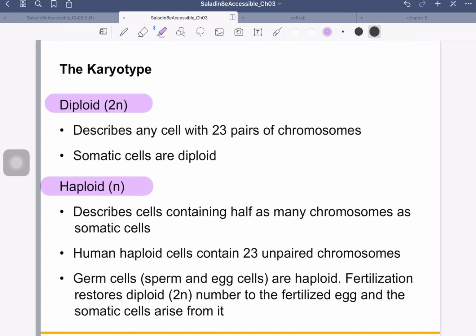Haploid describes cells containing half as many chromosomes. And that means one of the partners within the pair is not there. And of course, we see this when we're looking at germ cells, the production of sperm or egg through meiosis. It's basically a reduction division to go from a diploid to a haploid. So when a sperm and egg come together, then they reestablish a diploid number in a zygote.